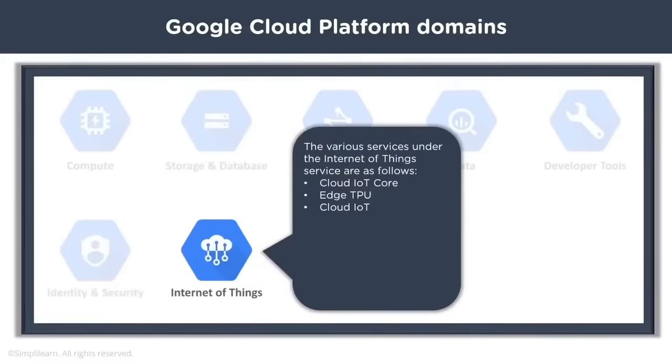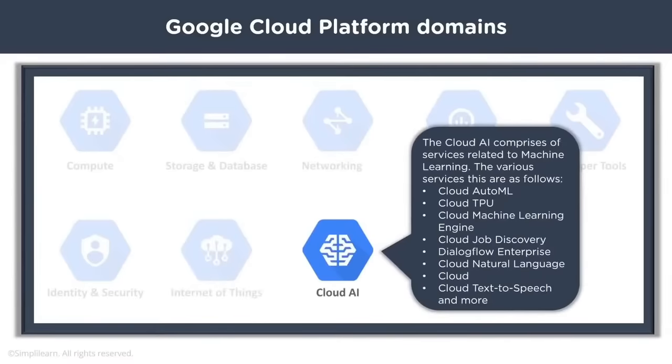You also have cloud services which are related to Internet of Things. So very much would be used by organizations who would be working on IoT devices or the data generated by these devices. So various services here are Cloud IoT Core. You have Edge TPU and Cloud IoT. Also, when we talk about Cloud AI, that is artificial intelligence, this comprises services related to machine learning and much more. So you have Cloud AutoML, Cloud TPU, Cloud Machine Learning Engine, Job Discovery, Dialogflow Enterprise, Natural Language, Text-to-Speech, and much more.